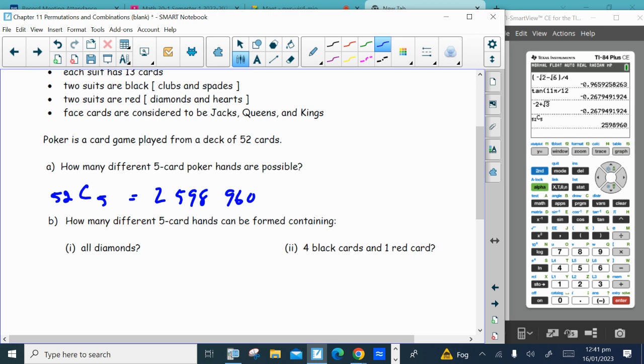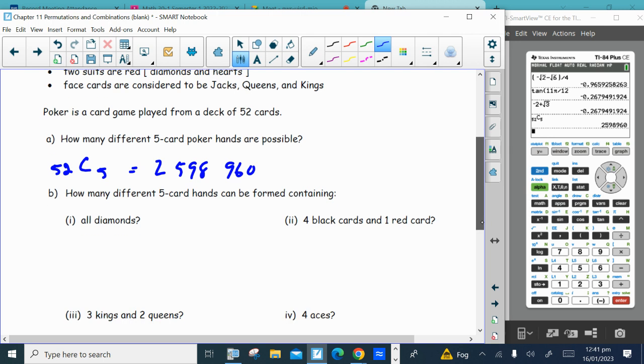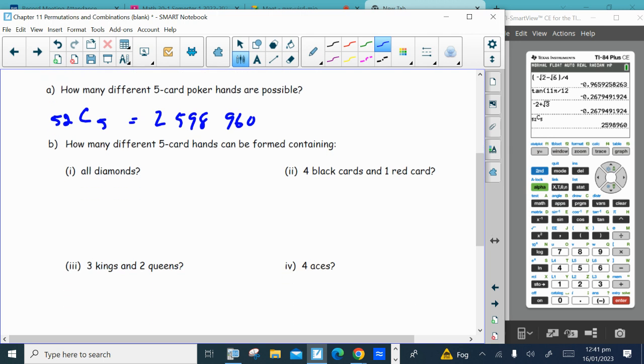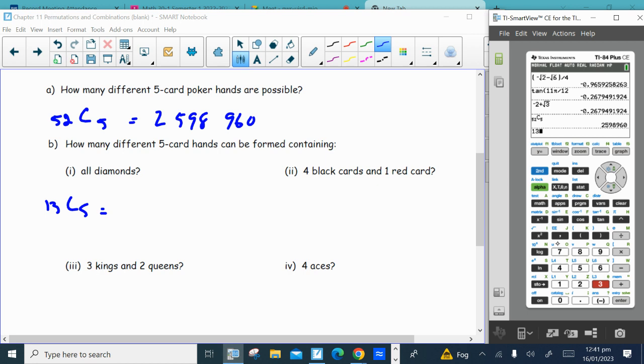How many different 5-card hands can be formed that contain all diamonds or only diamonds? So because each suit has 13 cards, this means that the 5 cards have to be chosen only from the 13 that are diamonds. So that would be 13C5. Which is only 1,287.